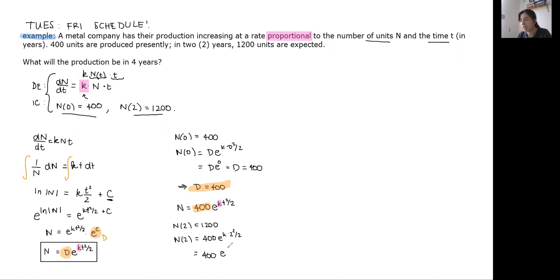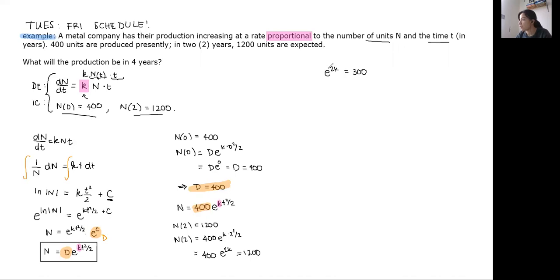So this means that 400 e to the power of 2 squared over 2 is equal to 2 times k. And now I know that 400 times e to the 2k is the production after 2 years, but that also has to be equal to 1200 because that's the value that I was given for the production after 2 years. Right? So at this point, if I divide both sides by 400, e to the 2k is going to be equal to 300.